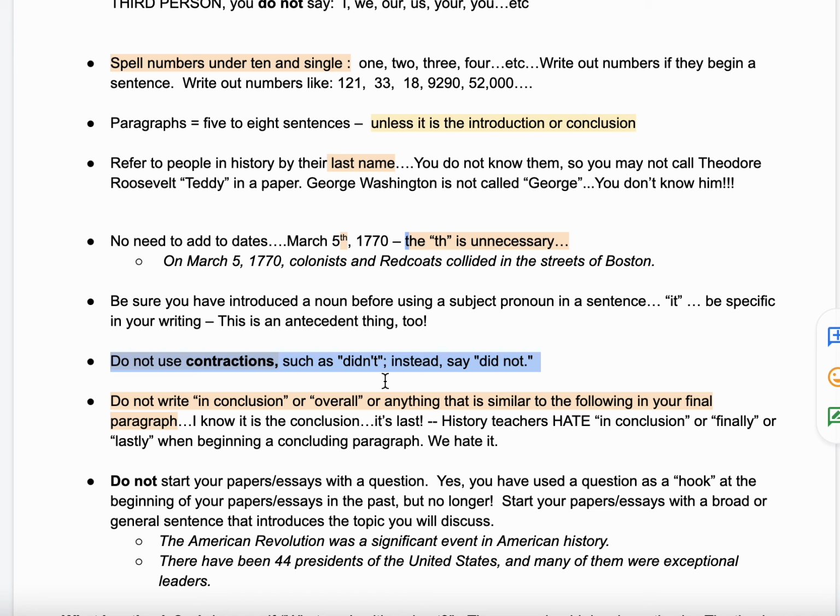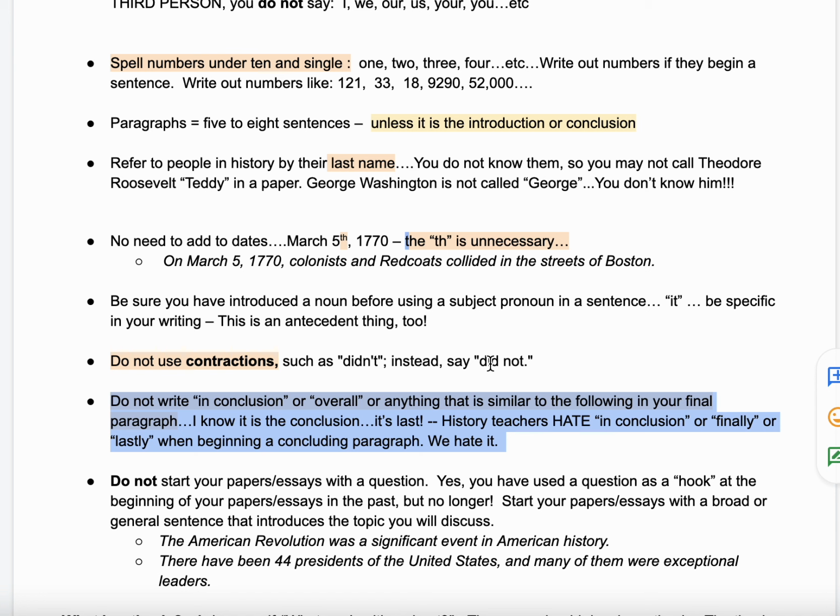Contractions. Contractions drive me insane. Don't say didn't, shouldn't, wouldn't, couldn't. Say did not, would not, could not, should not, etc. Didn't is just, what are you in, 3rd grade? Say did not. I will take off 1 billion points.